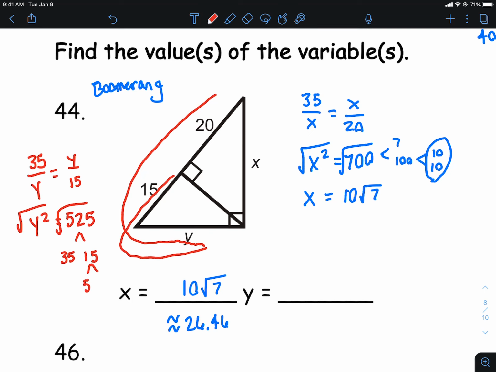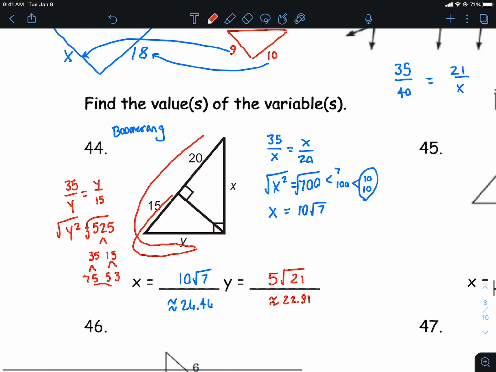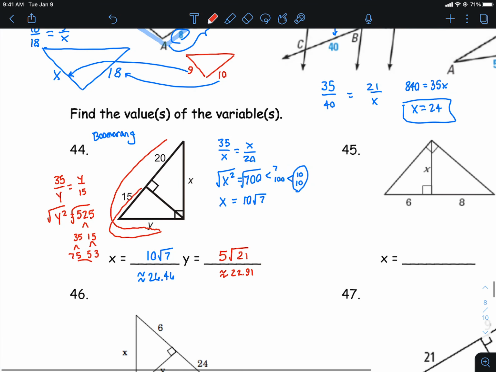And then 15 you can go, that's a 3 and 5, and 35 here you can go, that's 7 and 5. So you got a pair of 5s. So we'll write 5, and then the 7 and the 3 you'll multiply back together, and then we'll say that's 5 square root of 21. And then you can go and do square root of 525 for the decimal. That's roughly 22.91 right there. So that'll be it there on number 44.